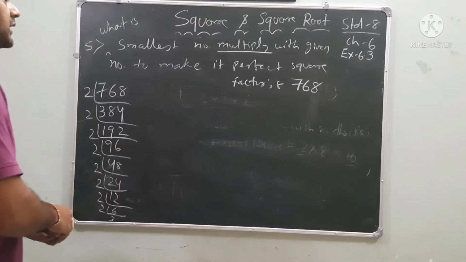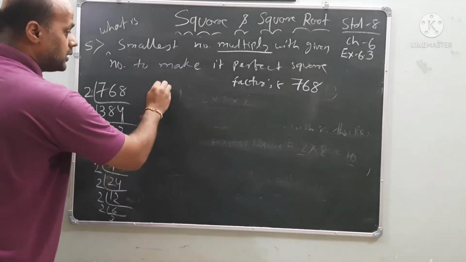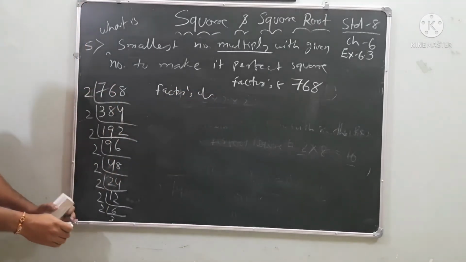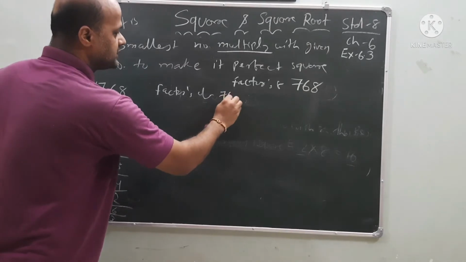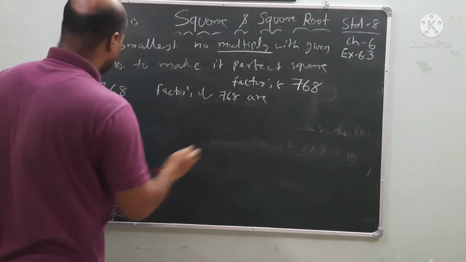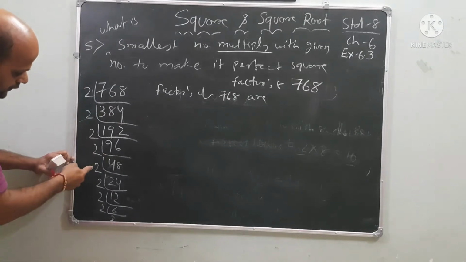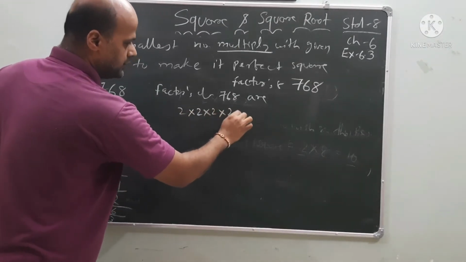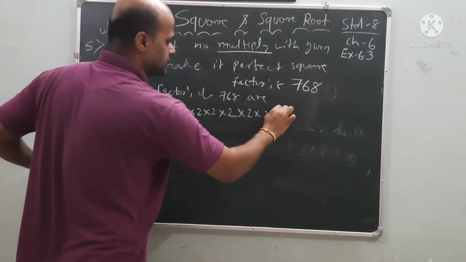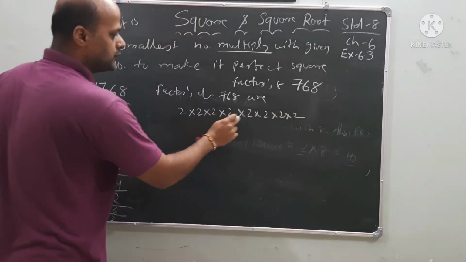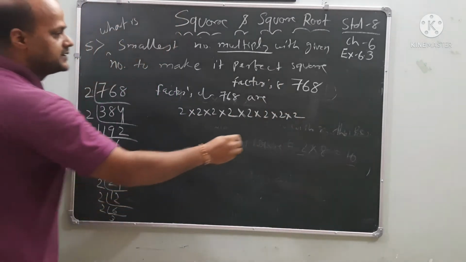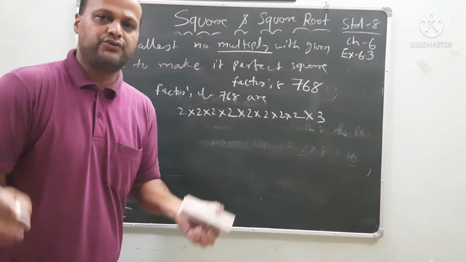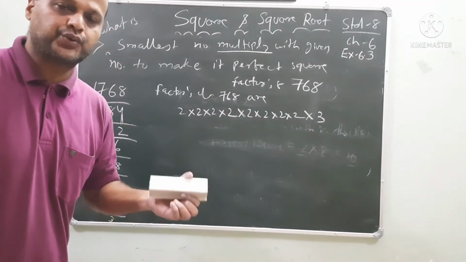So write down the factors of 768 in this manner. The factors of 768 are 2 into 2 into 2 into 2, 2 into 2 into 2 into 2, that is eight 2s, and then one 3 is there. Now what is the smallest number required to make this a perfect square?